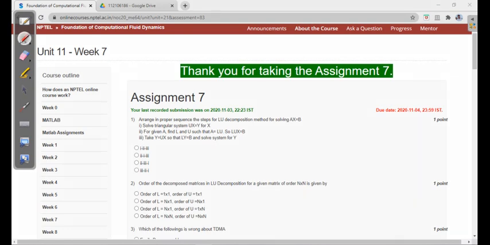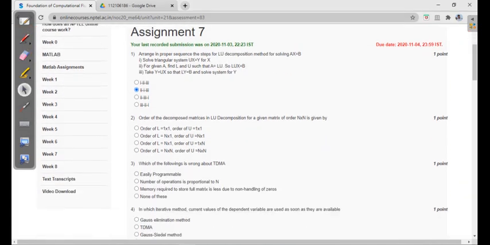So, first question is: arrange in the proper sequence the steps of LU decomposition method for solving AX is equal to B. First of all, we decompose A into L and U, that means lower triangular form and upper triangular form. Then we will solve for Y and then solve for X. Then the correct answer is B.